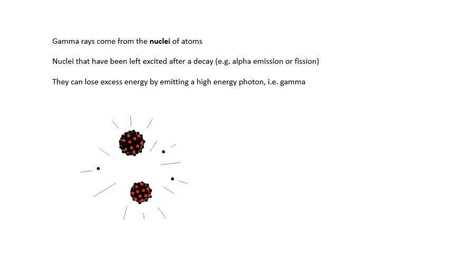Nuclei that have been left excited after a decay. For example, on this picture, a fission event. Maybe that's a uranium-236 that has just exploded, and the nuclei are very excited, and they get rid of energy by giving off gamma photons. Gamma comes from the nuclei of excited atoms.